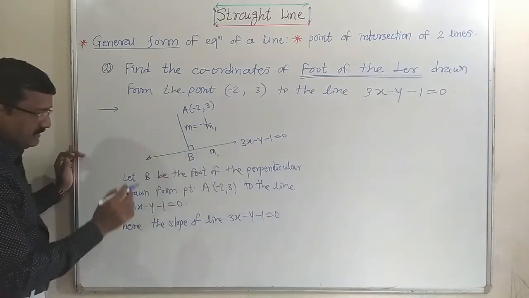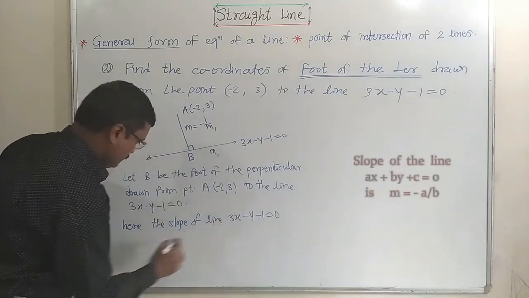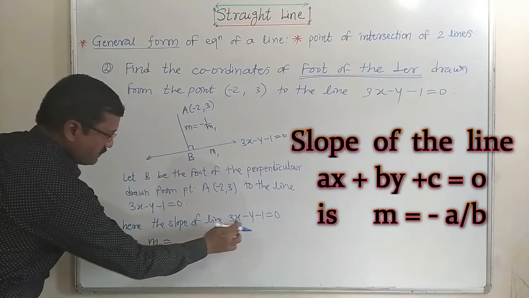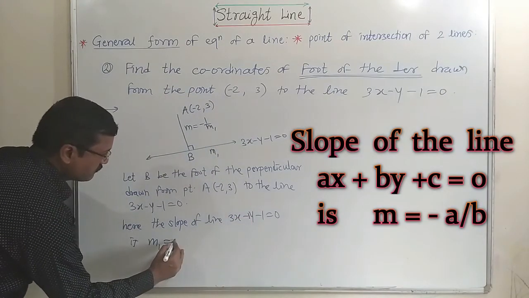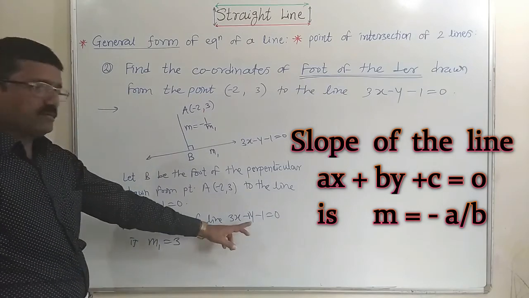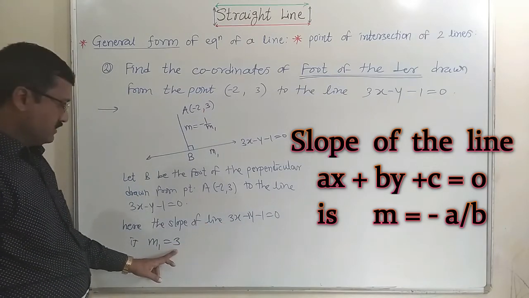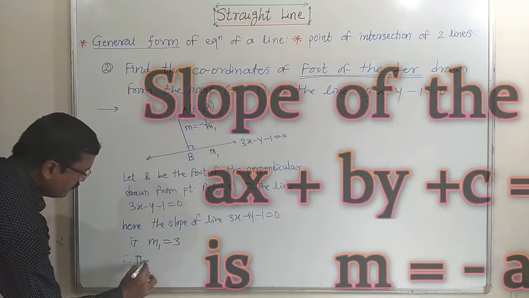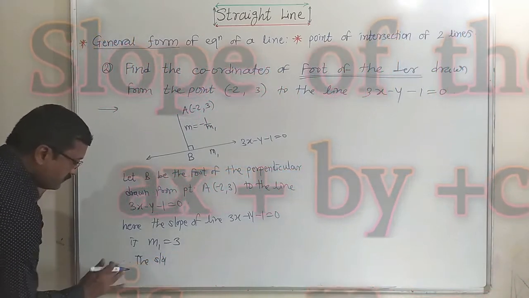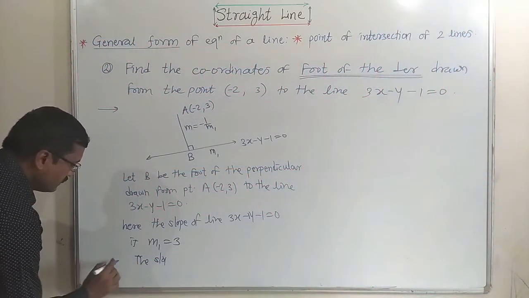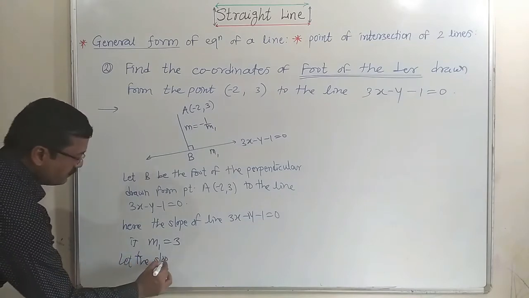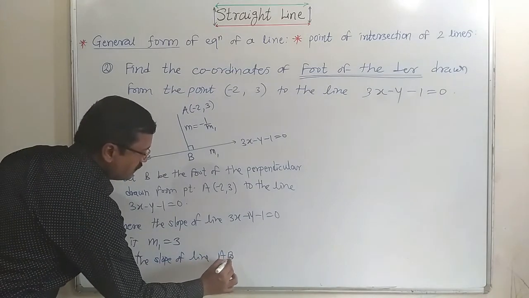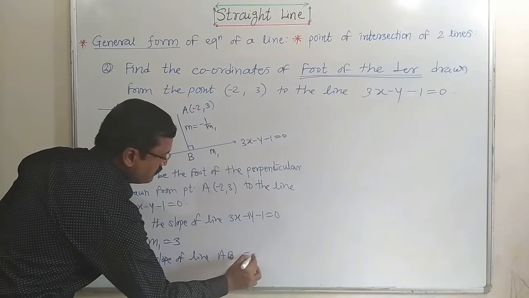So the slope of the given line is m1, and directly from this information we can write the slope as 3, because it is 3 upon minus 1, its negative is plus 3. So m1 equal to 3. Therefore, let the slope of line AB be equal to small m.